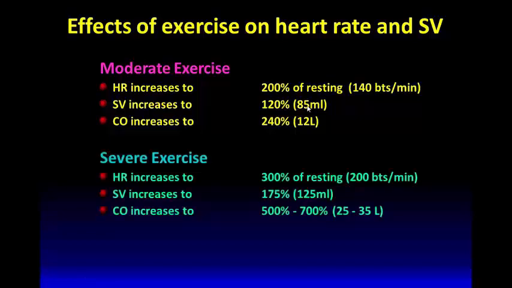Severe exercise increases the cardiac output 500 to 700%. 500% means that the cardiac output is now 5 times the resting cardiac output. A 700% increase in cardiac output means that the cardiac output is 7 times the resting cardiac output. So during severe exercise, the cardiac output might go up to 25 to 35 liters per minute.